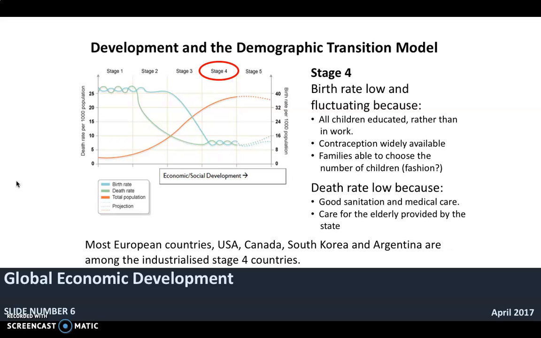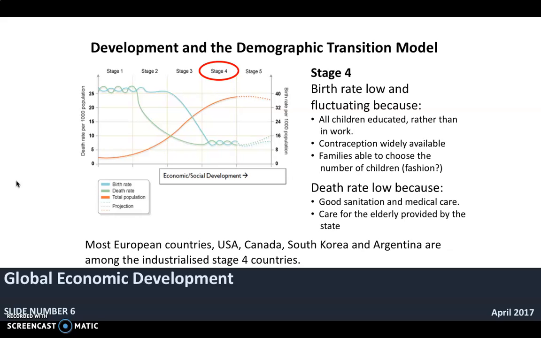So this is a continuation really from stage 3, where people again are choosing to have fewer children. People are obviously choosing to have careers and going to work, having families much later in life. And you're getting to the point here where actually the average family size is less than 2 children, and so population stops increasing. Your death rate again is going to be low, but you're also going to start to see an increase in life expectancy. So you might have a more aging population.